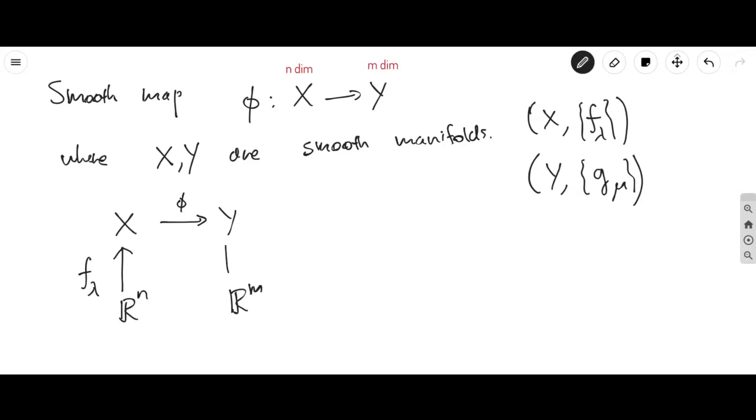Now, you do have to be a little bit careful over here. When I'm going to write over here G mu inverse, I'm not actually saying that you have a map from all of y. Rather, it's the open subset of y on which this one is being mapped into. And then you have a map between these two, which is this composition. So it's going to be F lambda composed phi composed G mu inverse.